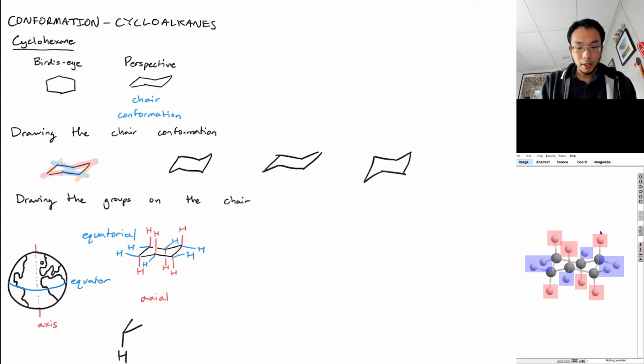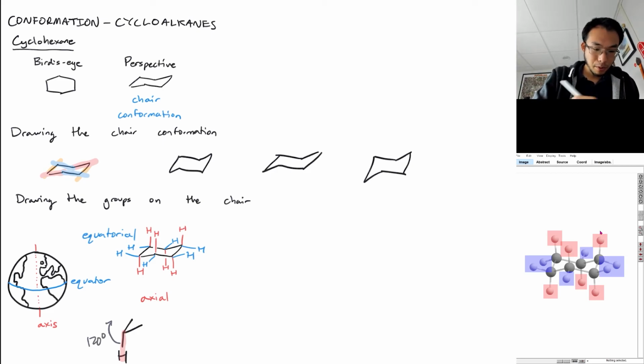When you're trying to draw in these equatorial groups, my view is to always figure out where your axial groups go and then put in your equatorial groups 120 degrees away from the axial group. So in my drawing down here, I have the axial group going down, which I figured out by looking at that corner of the cyclohexane, and then I will go 120 degrees away from that to put in my equatorial group. So that forces it to slant upwards.